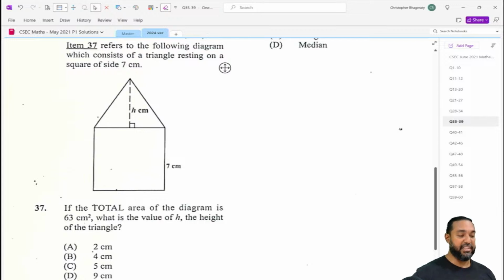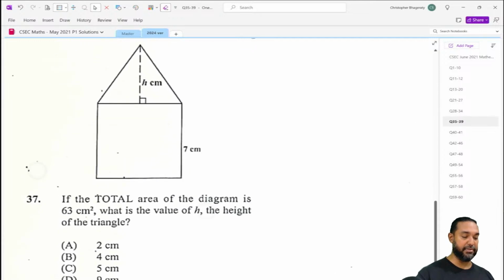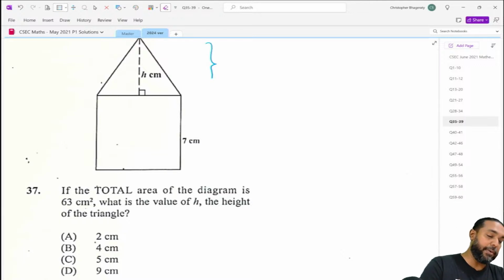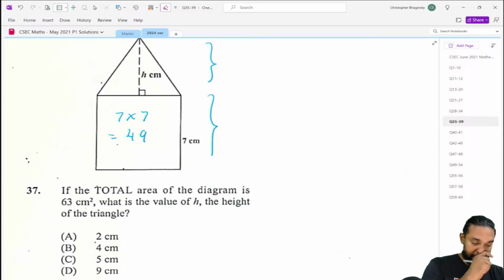So, item 37 refers to the following diagram, which consists of a triangle resting on a square of side 7 centimeters. Before we had to find the area; now they give us the area. The total area is 63 square centimeters. What is the value of h, the height of the triangle? Okay, the total area is the sum of the separate areas, not so? So that would be base by height, plus 7 by 7, which is 49, plus 7 by height over 2. The total area is 63. That's correct.